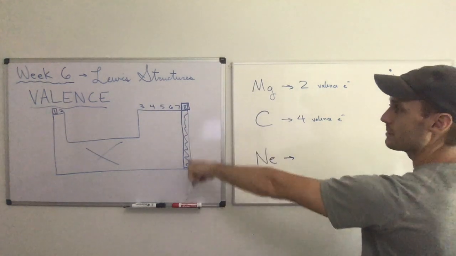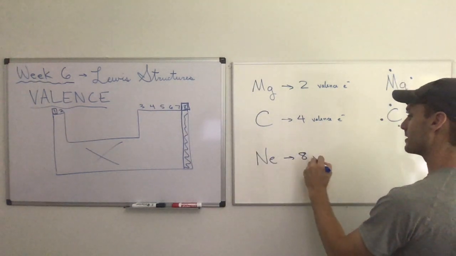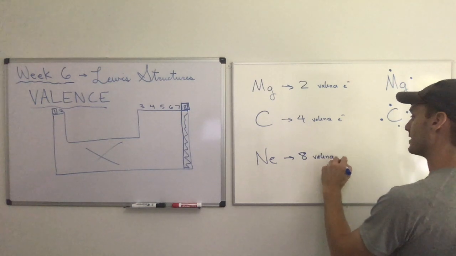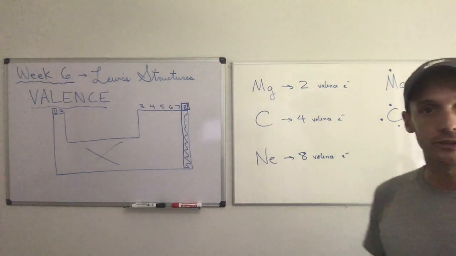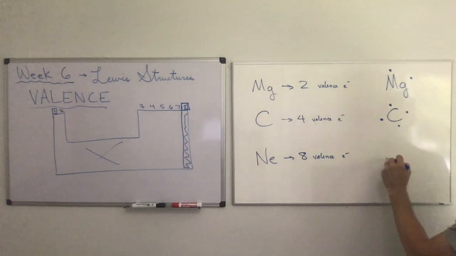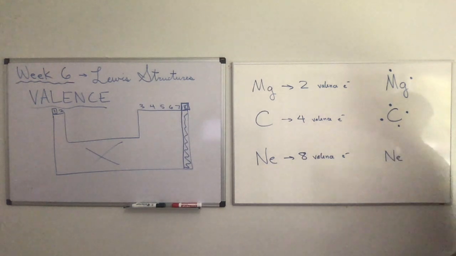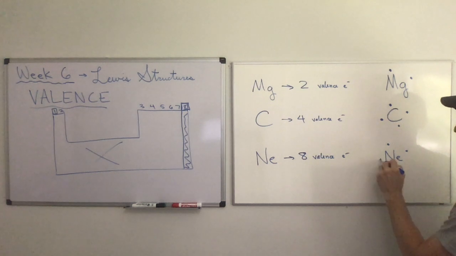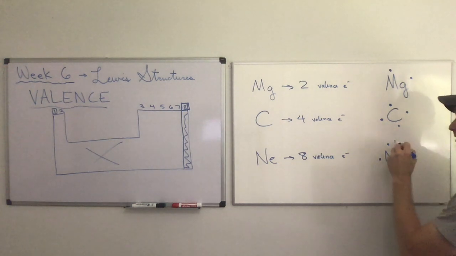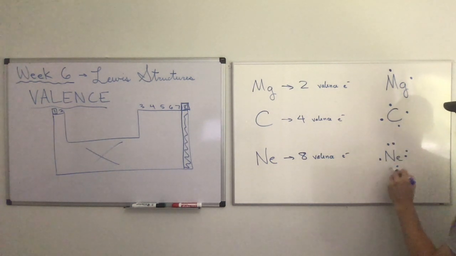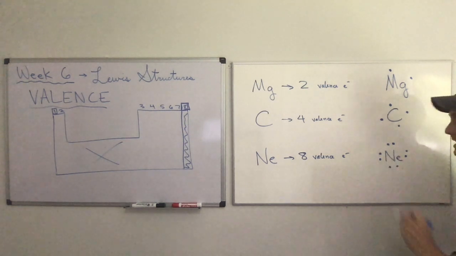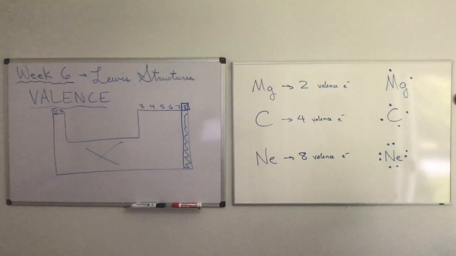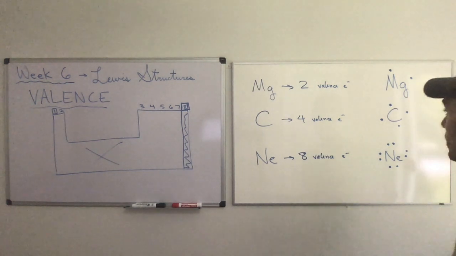Neon. Neon happens to be one of those noble gases that has its desired 8 valence electrons already. So we'll put neon, the symbol in the middle, and then we'll go 1, 2, 3, 4, and then we start doubling it up. 5, 6, 7, 8. Okay? So that would be if all 8 valence electrons are there.